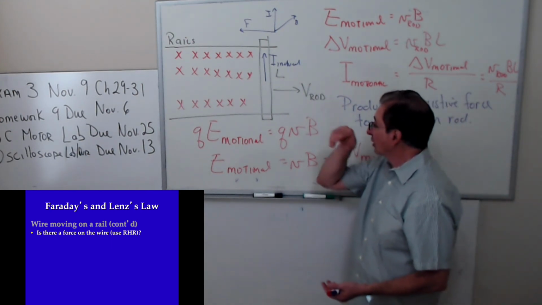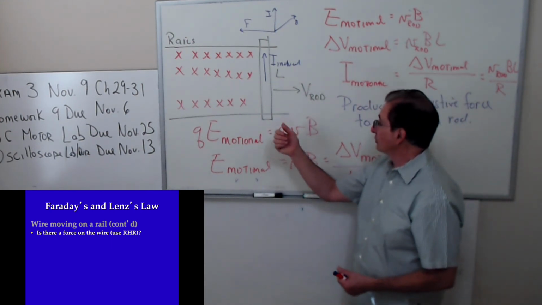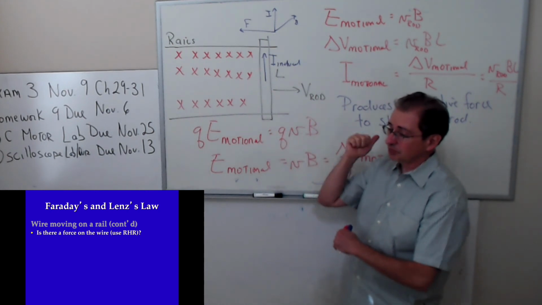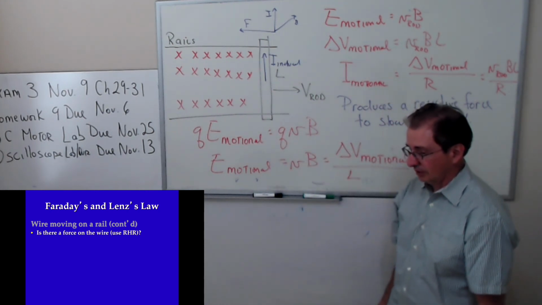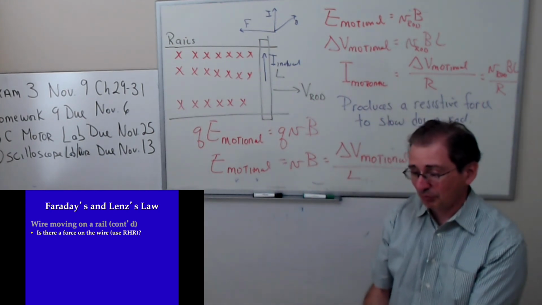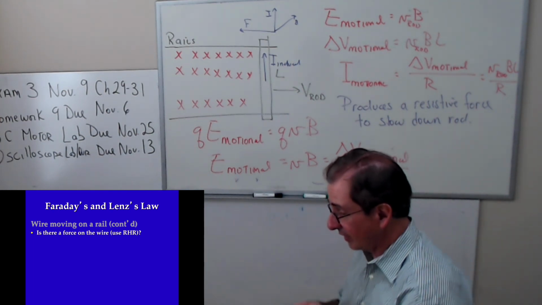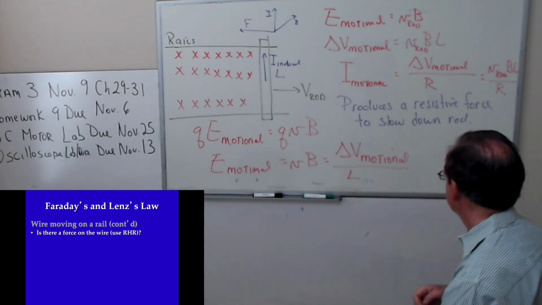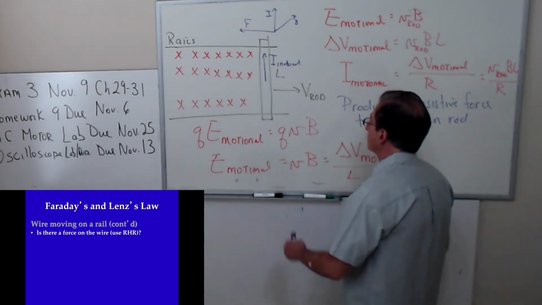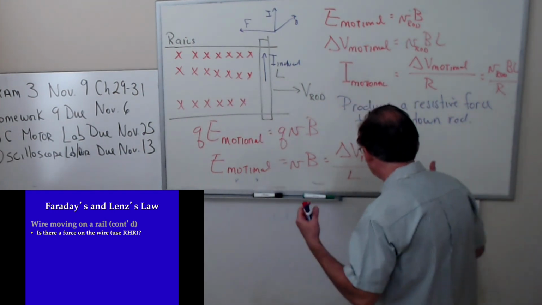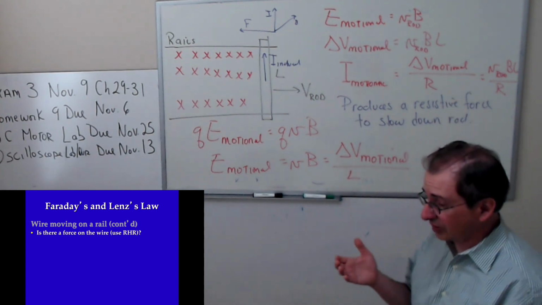If the current was downward, then the force on the rod would be to the right. The rod would speed up forever. You're getting something out without putting anything in. You would violate the law of conservation of energy. So the force on this rod is to the right. In fact, we can calculate the force. We can calculate the force a number of ways.